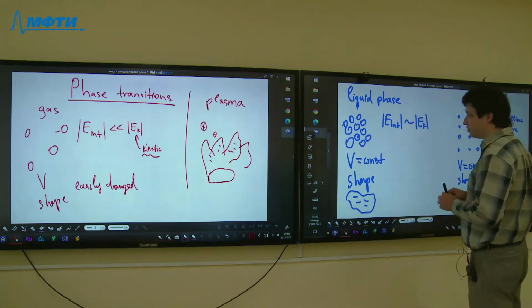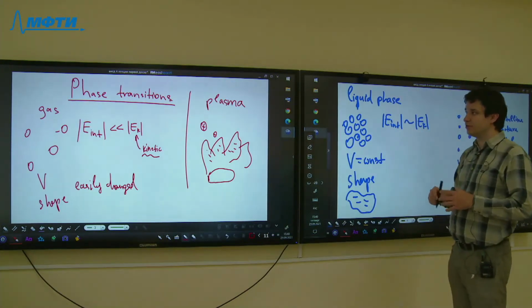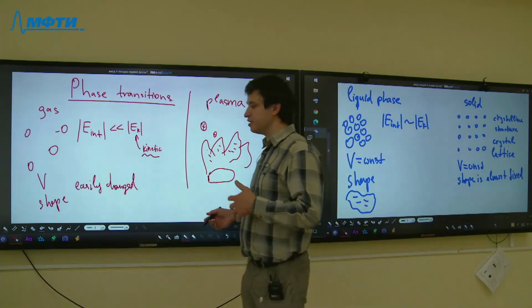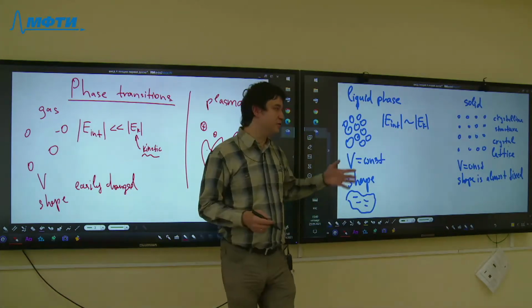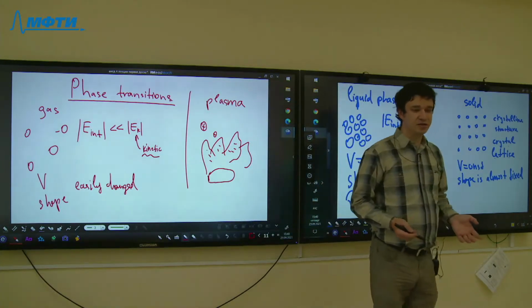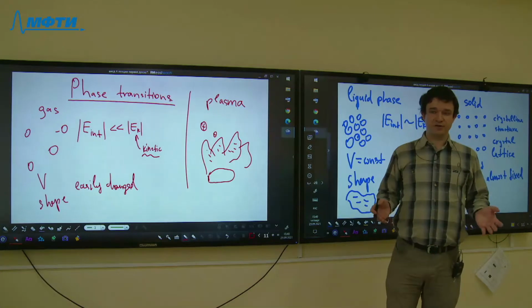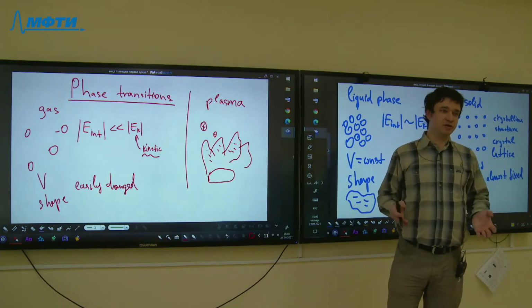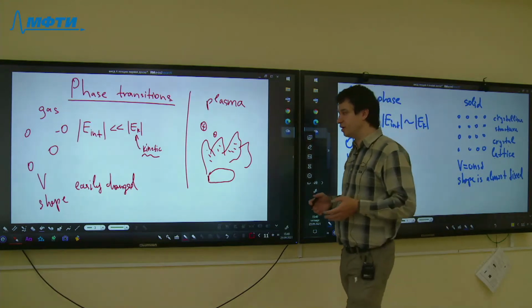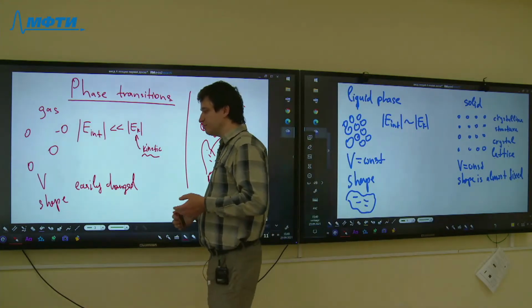Okay, so for now I'm going to say something which will not surprise you, that actually the same kind of matter can be found in different phases, depending on the external conditions. So for example, I think you are most familiar with water. Water can be evaporated, and water can be converted into solid phase, which is called ice.